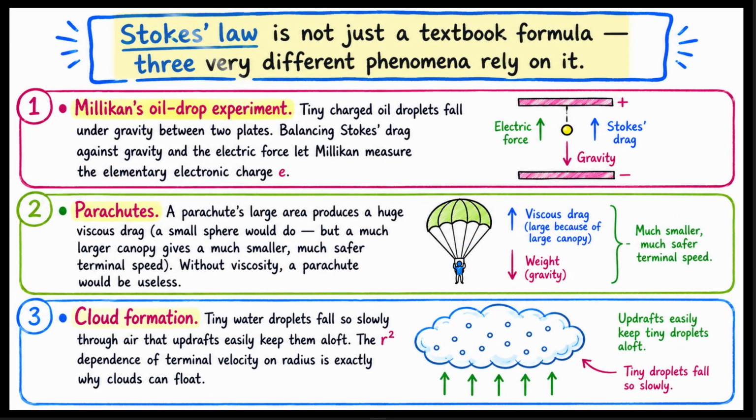Stokes' law is not just a textbook formula. Three very different phenomena rely on it. In Millikan's oil drop experiment, tiny charged oil droplets fall under gravity between two plates. Balancing Stokes' drag against gravity and the electric force let Millikan measure the elementary electronic charge e. In a parachute, the canopy's huge area produces a huge viscous drag; without viscosity, a parachute would be useless. And in cloud formation, tiny water droplets fall so slowly through air that updrafts easily keep them aloft. The r-squared dependence of terminal velocity on radius is exactly why clouds can float.